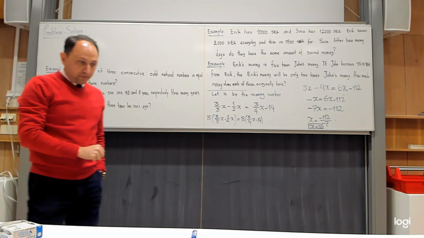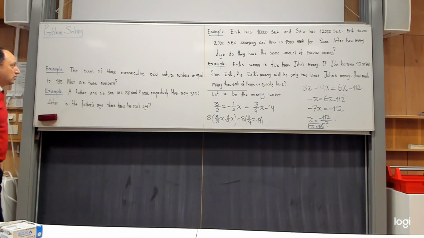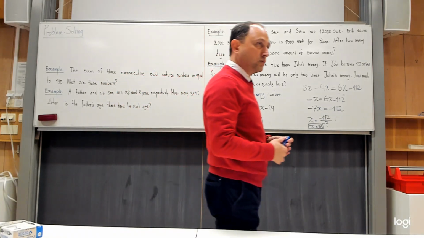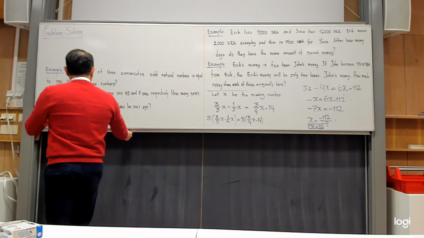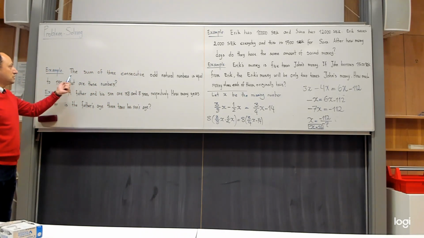Okay. Now let us solve the second problem. The sum of 3 consecutive odd natural numbers is equal to 135. What are these numbers? By the way, if I give you this problem in the exam, even if you can guess the numbers correctly, this is not acceptable. So with these kinds of questions, you have to set up an equation and solve that equation to motivate the answer.